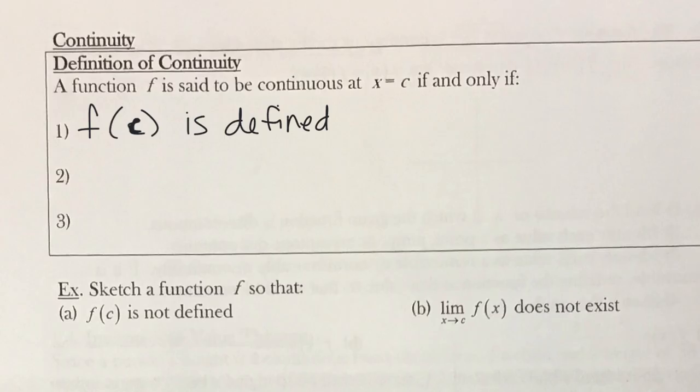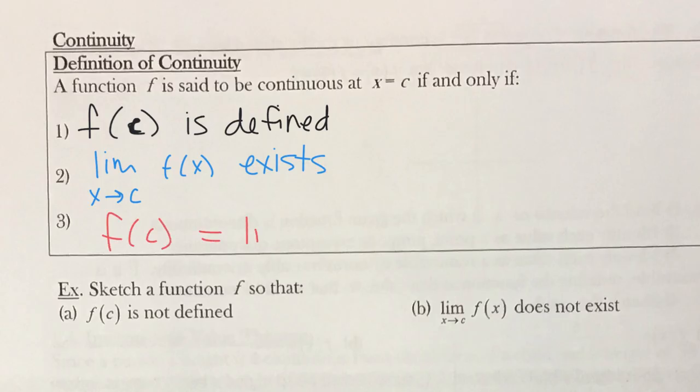Number two, the limit has to exist. So the limit as x approaches c of your function exists. Right? So if the limit does not exist, then our function is not continuous at that point c. The limit might exist at other places, but not necessarily at the point c. And then the third thing that has to be true, the y value has to be equal to the limit.